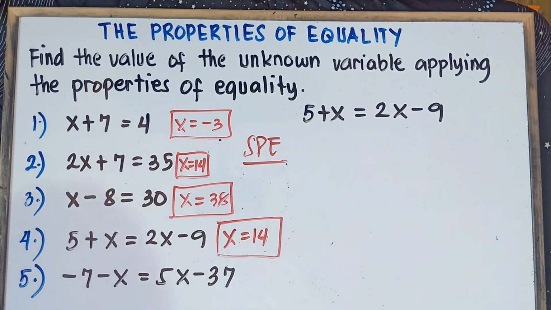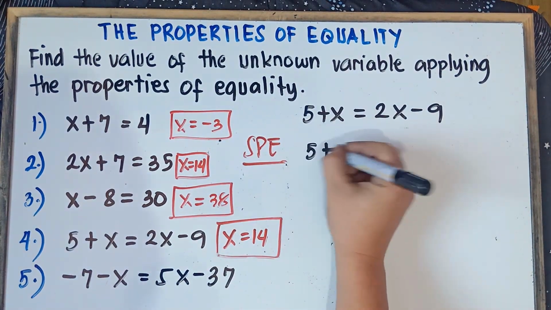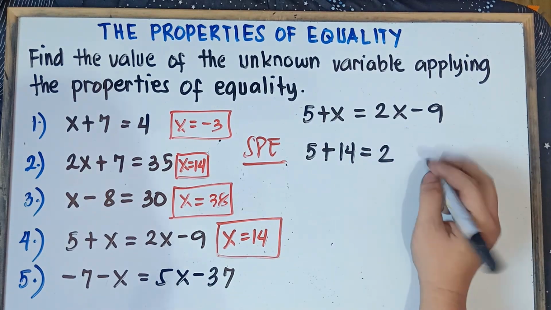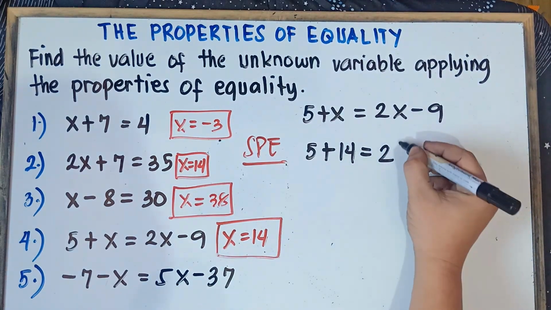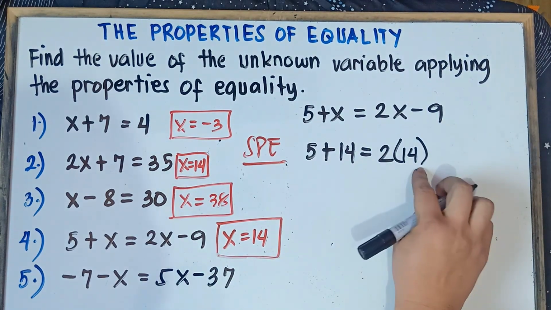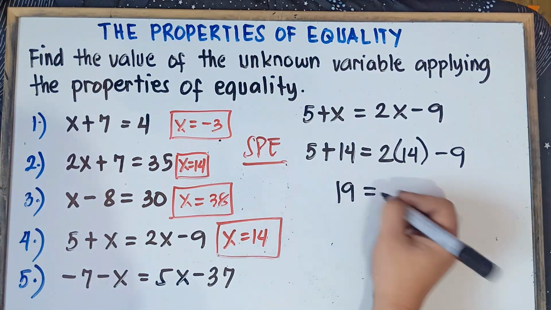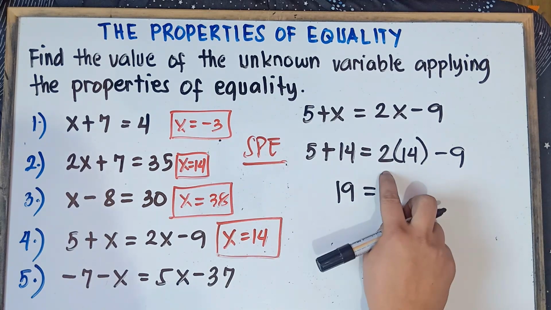Substitute the value of x. So copy 5 plus our x, which is 14. So 5 plus 14 equals 2x minus 9. Once again, 2x means 2 times x. Our x is 14, so that would be 2 times 14 minus 9. 5 plus 14, that would be 19, equals 2 times 14.